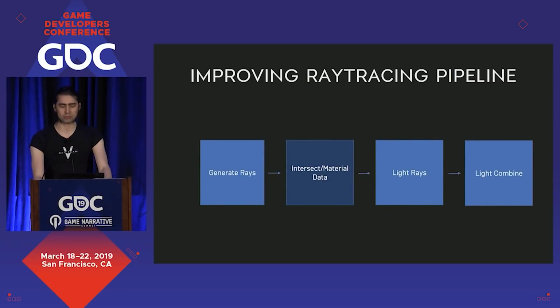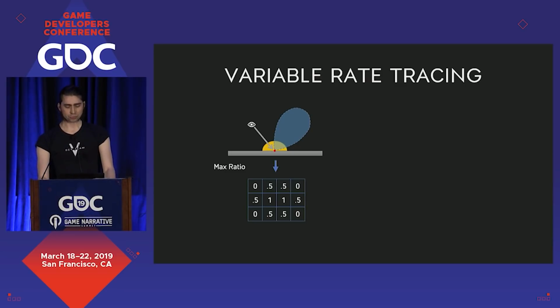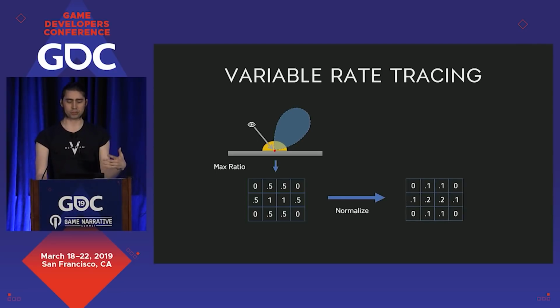Okay, starting with our simplified pipeline, we start by adding variable ray tracing. For that, we start with this diffuse to specular ratio, which we know we will multiply the radiance result with. We split the screen into 16 by 16 pixel tiles. For each of these tiles, we check what the max ratio is. Then you get something like this. And then we normalize it, so we divide it by the total sum, which is pretty easy to calculate.